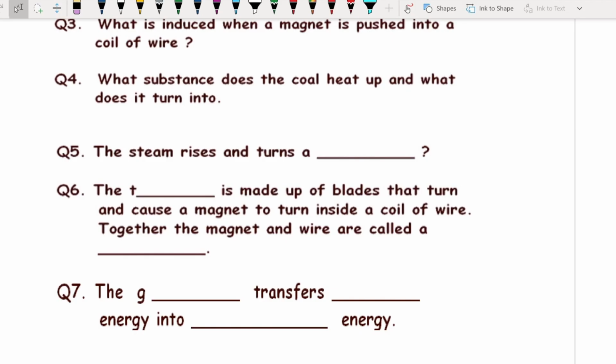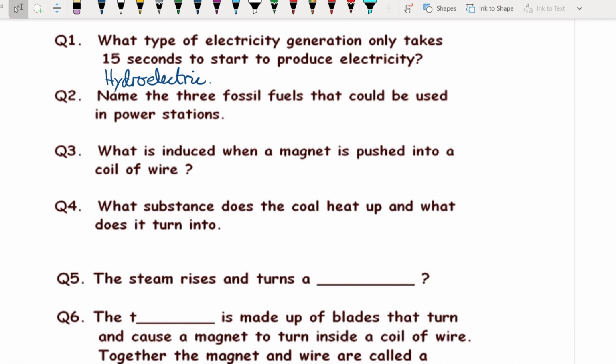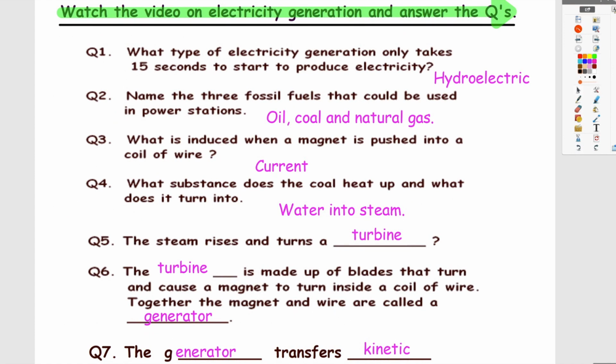So, going back to these questions, what I want you to do now is to compare your answers against these here. So question 1, what type of electricity generation only takes 15 seconds? I give you the answer to that, that's hydroelectric. Can you self-assess your work now please with a red pen? Name the 3 fossil fuels that could be used in power stations: oil, coal and natural gas. What is induced when a magnet is pushed into a coil of wire? That's an electric current, or I'd allow electricity.